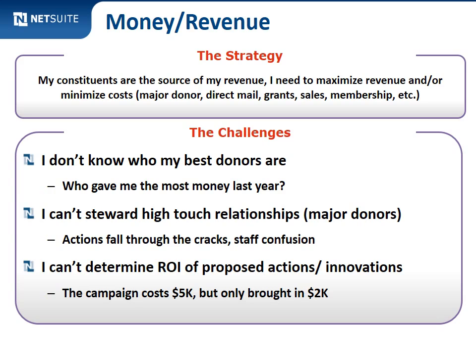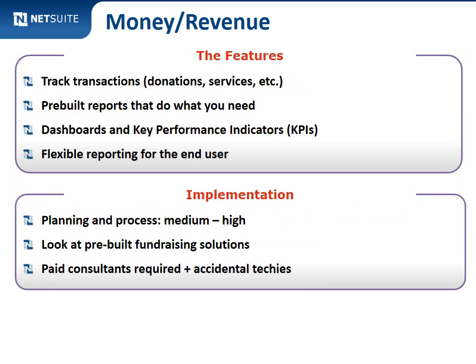And I can't determine the ROI of a proposed action or innovation. ROI means return on investment. So if I spend $5,000 on this event or $5,000 on this campaign, but it only brought in $2,000, basically I just lost $3,000, right? So that had a negative ROI.